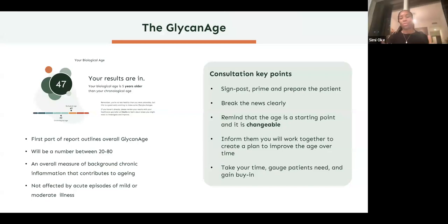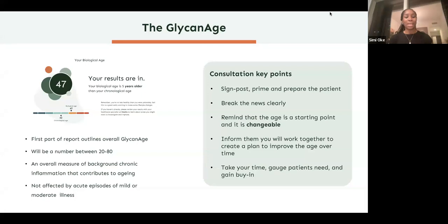So when your clients receive their GlycanAge, or when you get the client's GlycanAge, the first thing you'll see is their overall GlycanAge. What this will show them is the biological age, which is of course based on the glycans, versus their chronological age. The reason we've done it this way is to give an easy way to understand where they are. I think age is probably the one thing that we all understand, and so if you give it to them in that benchmark, it's very easily understandable in terms of where they are on their journey. It's probably important to note that the GlycanAge age can only be a number between 20 and 80, and that's because of the large cohort that we have between those ages.